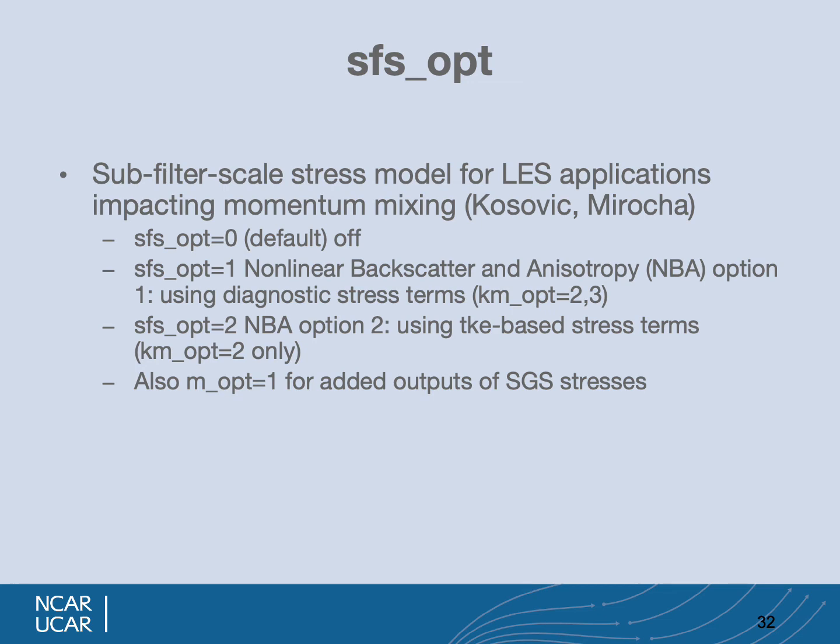Another variant on our subgrid turbulence parameterization is called the subfilter stress scale model by Kosovic and Mirocha. This has a couple of options. One is option 1, which is an NBA, nonlinear backscatter and anisotropy option, using diagnostic stress terms, and works with KM-opt equals 2 or 3. Or there's another option that uses a TKE-based stress term. So these modify how the momentum mixing is done in the subgrid scale. There's also another switch called M-opt equals 1, which adds outputs for the subgrid stresses, in case you're interested in looking at them.